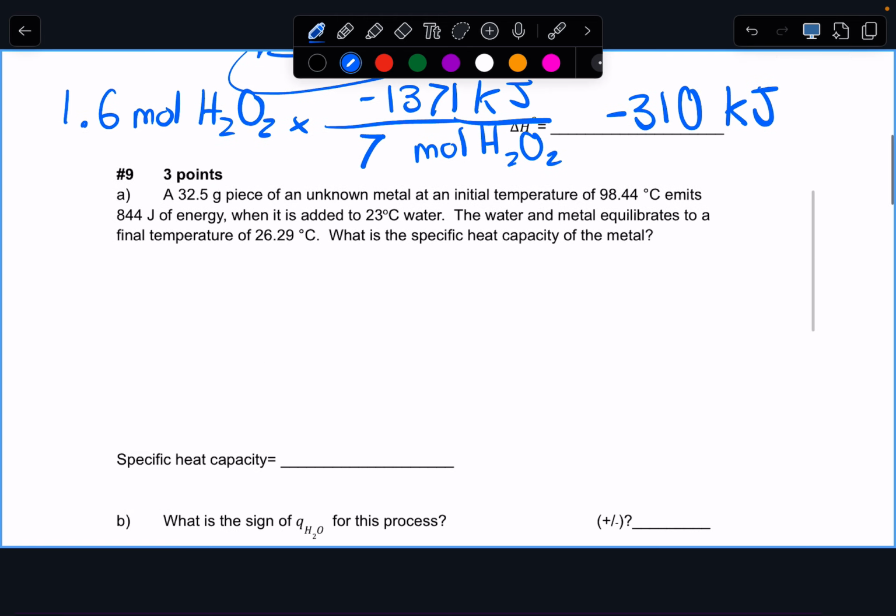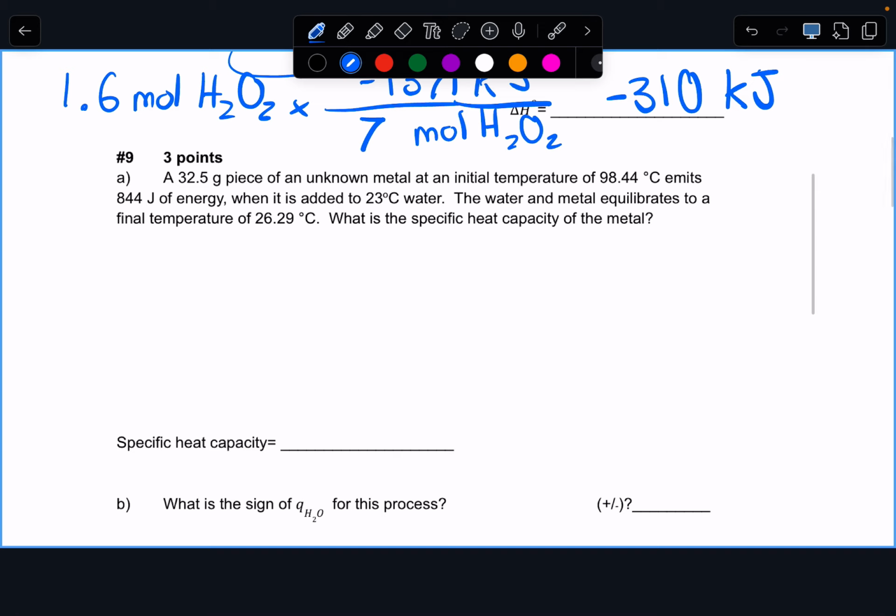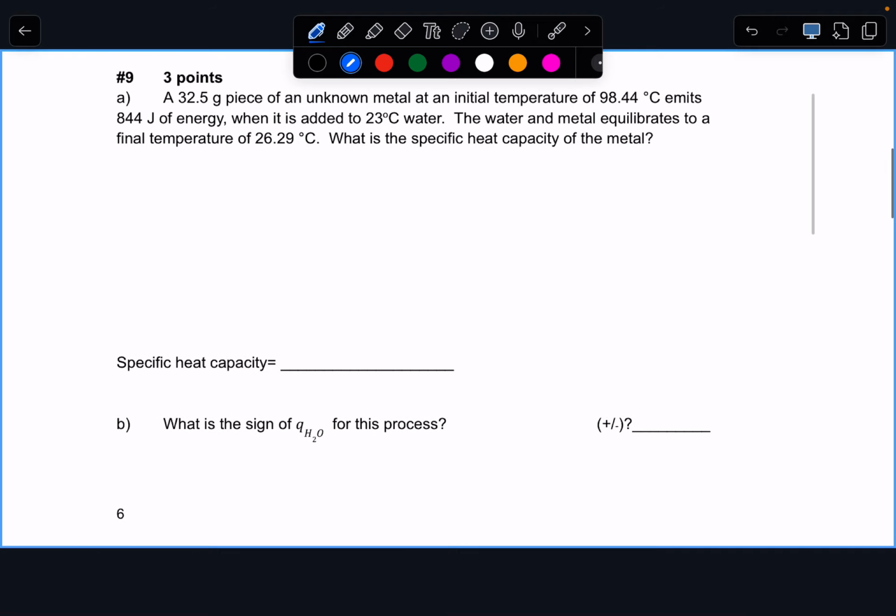Okay, let's go ahead and do this next one. This is heat capacity. And we're going to do both A and B here. And I'll just let you read through it, take a shot at it. Good mix of calculation and concept together.